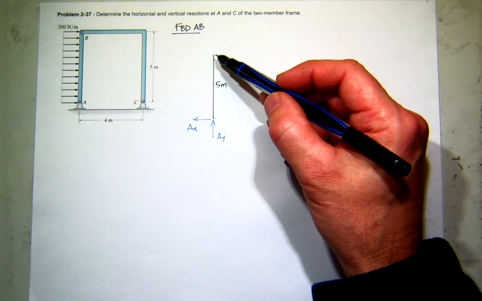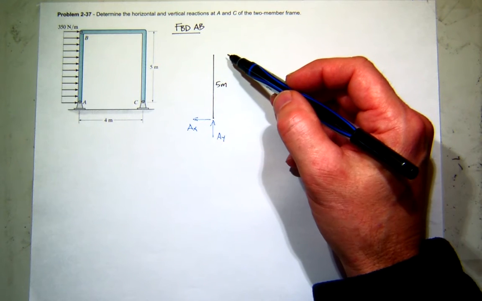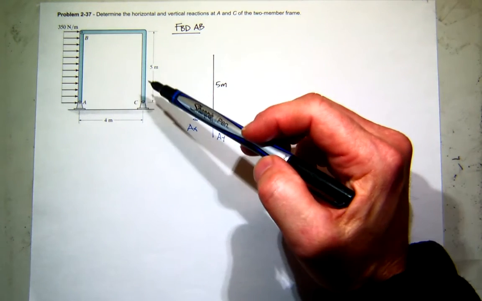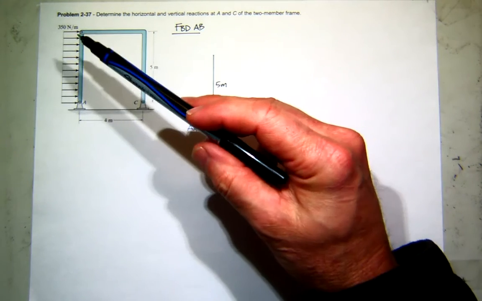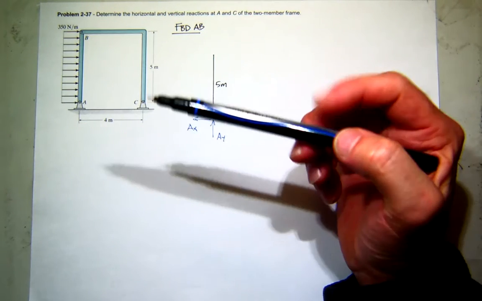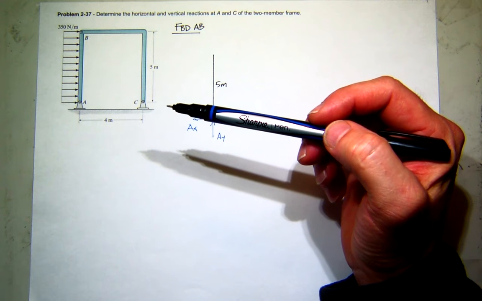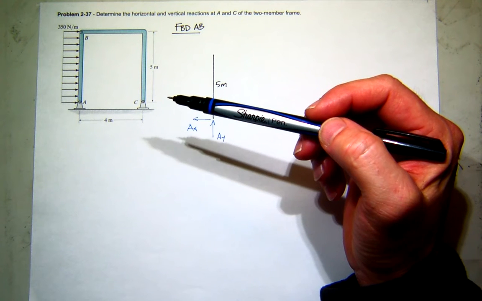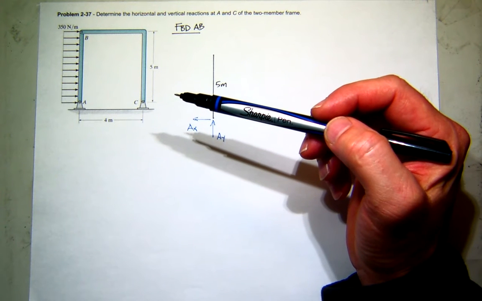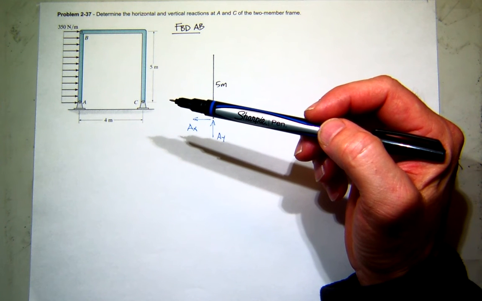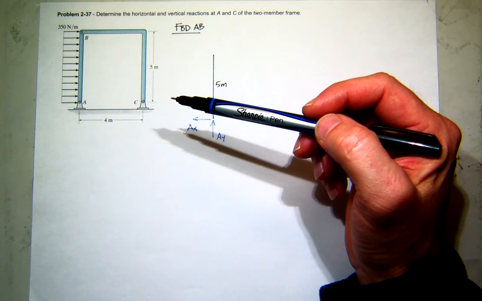Now I go up here and I've got to think about B. So B is a pin. Normally I'd have two forces at that point that would be equal and opposite on this force. But take a look at what's unique about BC. What's the first thing you notice? There's no applied forces on BC. Right? So BC is a two-force member.